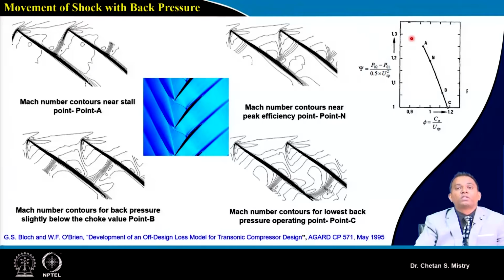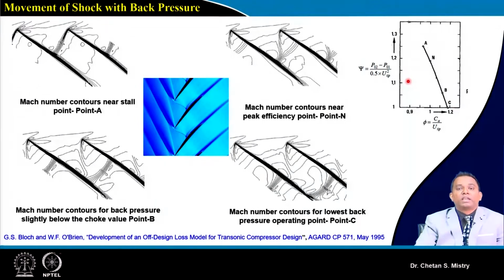So if you recall, this is what is representing the performance map of a single stage transonic compressor, where point N is representing my design condition. This is the maximum peak efficiency condition. Point A is representing nearly stall condition. Point B is representing choke condition, and point C is having lower back pressure configuration. This is what has been reported by Block and O'Brien.